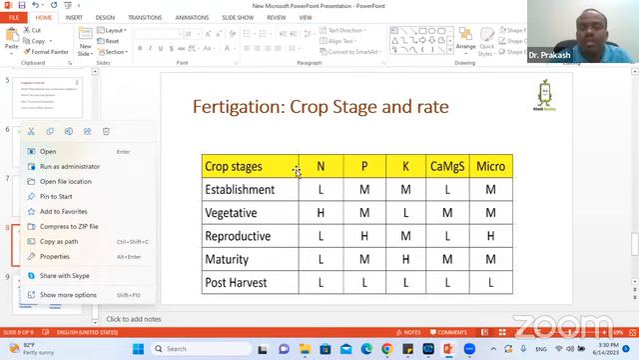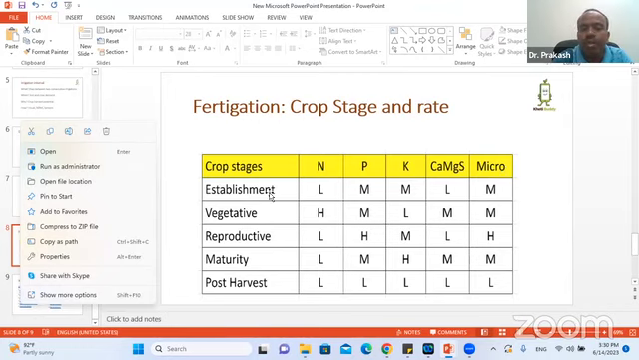So in the fertigation schedule, there is the crop stage as well as the rate of nutrient: what nutrient should be measured during these crop fertigation stages. The crop stages are establishment, vegetative stage, reproductive stage, maturity stage, and post harvest stage. Nitrogen, phosphorus, and potash are the primary nutrients. Calcium, magnesium, and sulfur are the secondary nutrients. Iron, manganese, zinc, molybdenum, copper, and boron are the micronutrients.